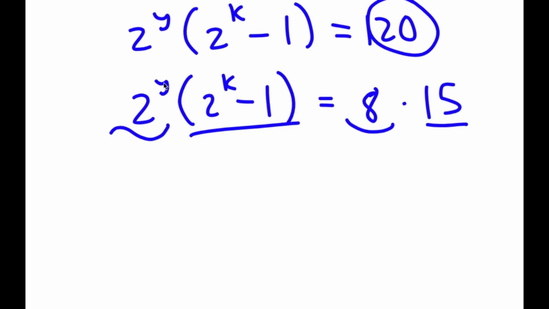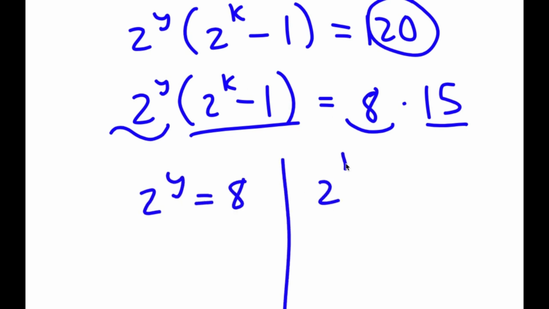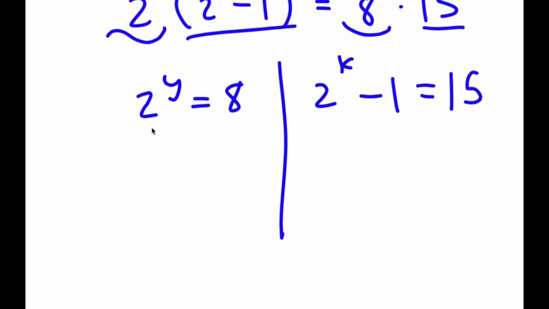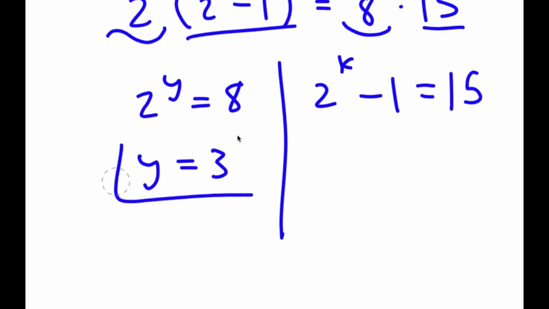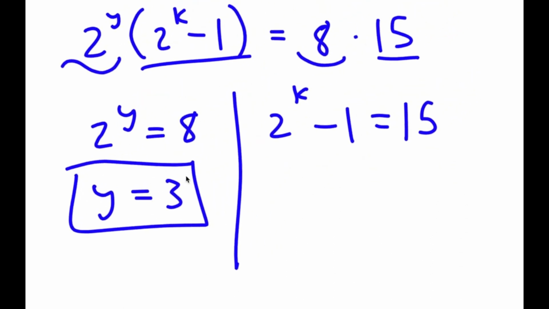So notice how this is in the form of a number times a number is equal to a number times a number, meaning this number is going to equal this number, and this number is equal to this number. So now I have 2 to the power of y is equal to 8, and 2 to the power of k minus 1 is equal to 15. So for 2 to the power of y equals 8, y is going to equal 3, because 2 to the power of 3 is 8. So that's our solution for y.